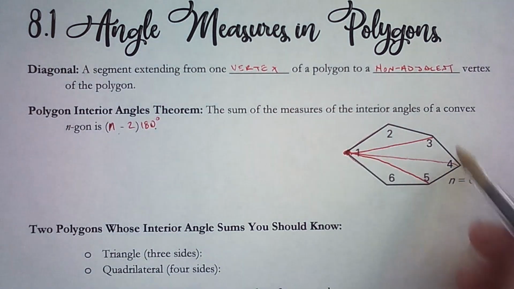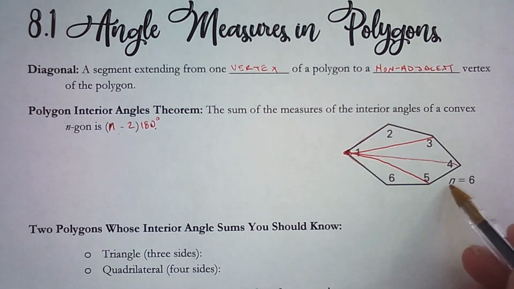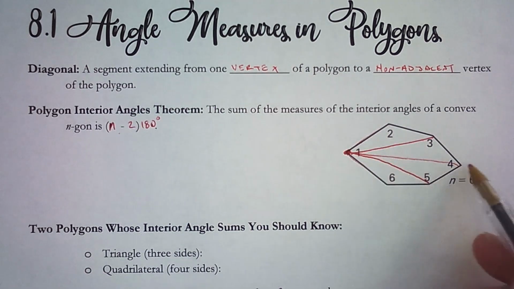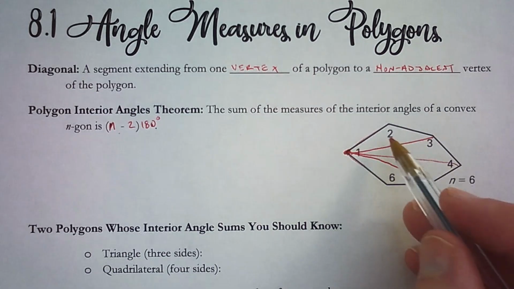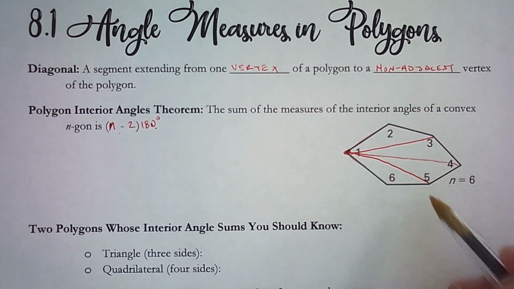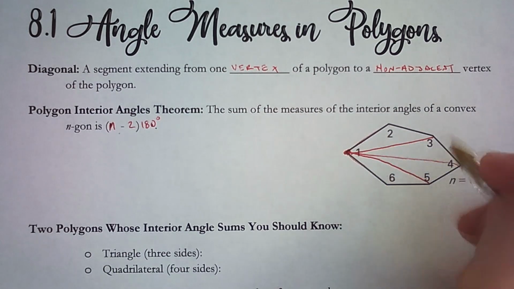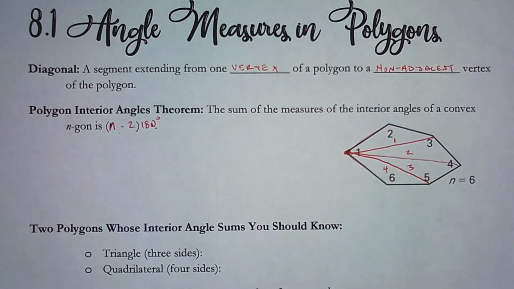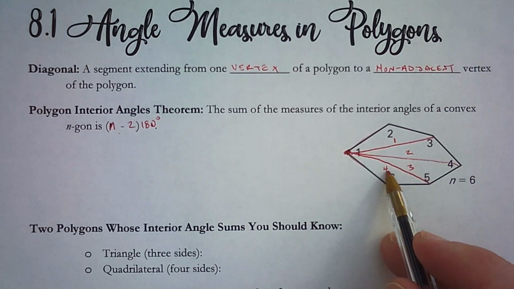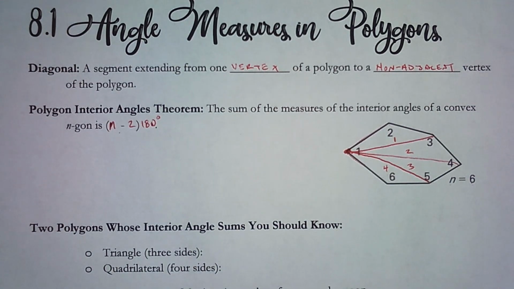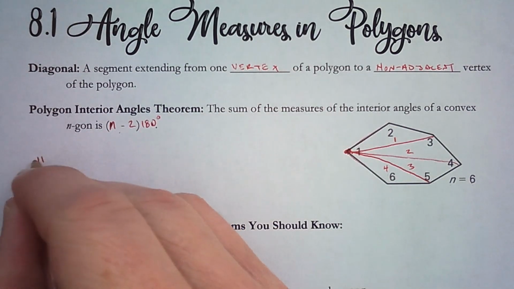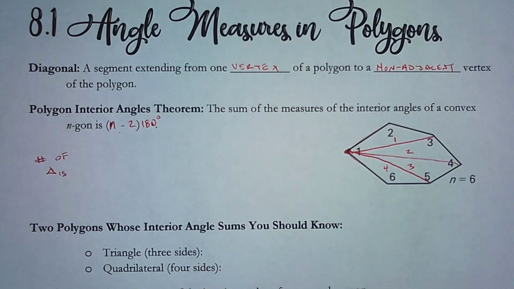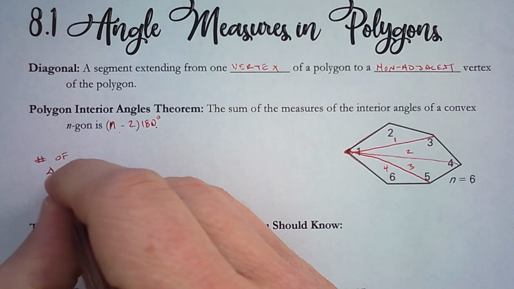Now look at this. This has 6 sides, which means n is 6. And when I drew in all the diagonals from one vertex, what I actually did is I triangulated this polygon. I made triangles out of it. And I came up with 1, 2, 3, 4 triangles. 2 fewer than the number of sides. So n minus 2 actually tells me the number of triangles inside of a polygon.